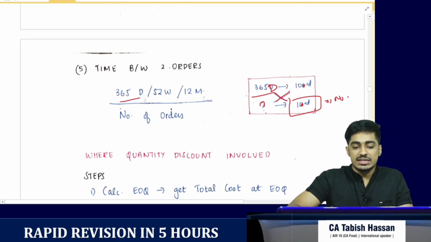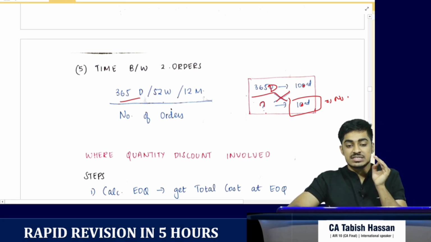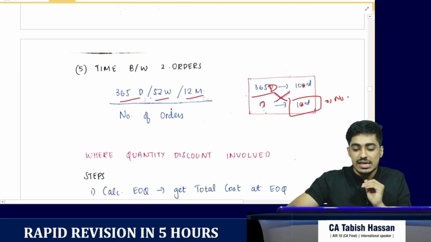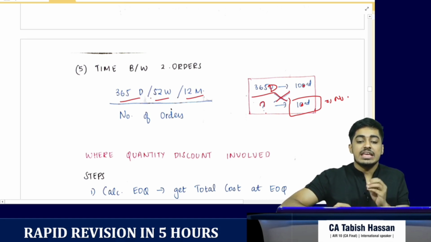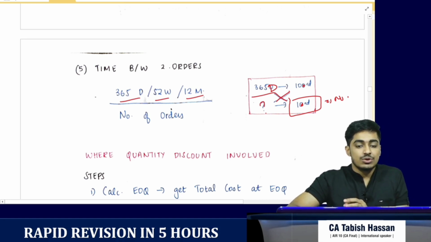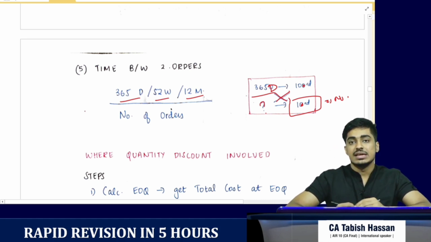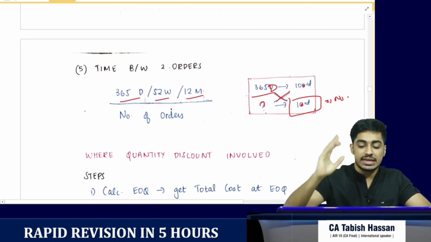Clear? So it can be either 365 days, or if the question asks us in terms of weeks, it is 52 weeks, or in terms of months, it is 12 months divided by the number of orders. Clear? And if the question tells us, okay, don't take 365 days, they say 360 days, or say take 300 days, then whatever the question is telling, take that.